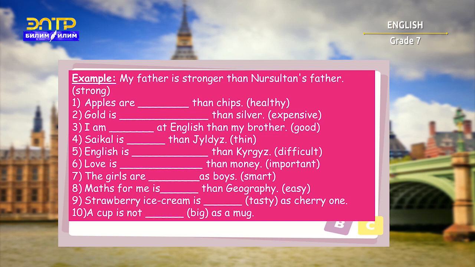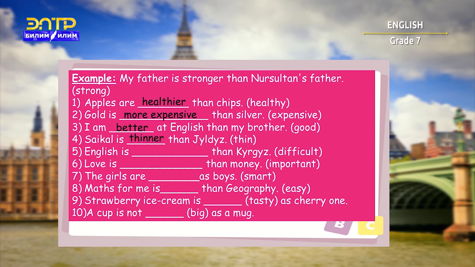Time is up. Let's check the answers all together. So the first adjective here is healthy. And the sentence will sound like, apples are healthier than chips. The second sentence, the adjective is expensive. And the full sentence is going to sound like, gold is more expensive than silver. And the third sentence, I am better at English than my brother.